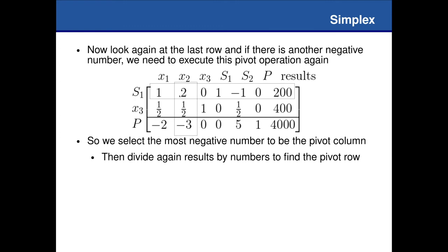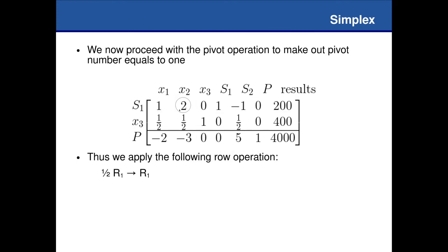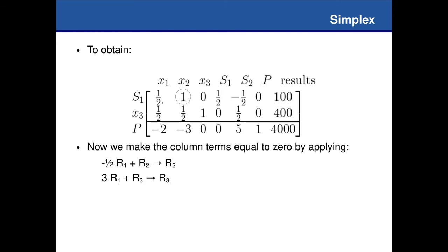Now I need to reduce this element, making it equal to 1, and this equal to 0, and this equal to 0. To make it, in this case, I just need to divide this row by 2. Dividing it by 2, I will have this as my result.